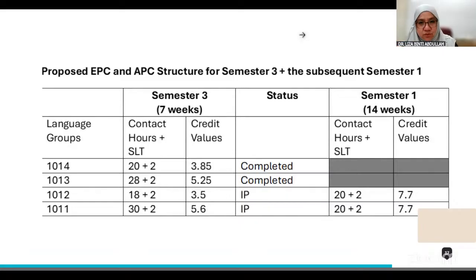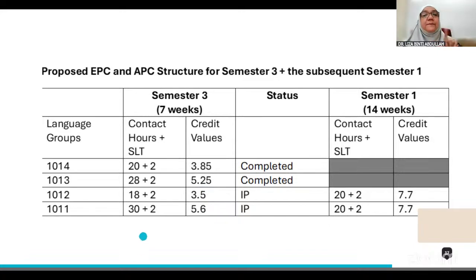Or you can take it in semester 1. But for the new students, we are offering these courses, which means we still have these courses that we are going to open. In case you fail this semester, you may register in semester 3, depending on which language group you are in. Semester 3 is different because it's very short. It's half of the normal semester. If a normal semester consists of 14 weeks, semester 3 consists of only 7 weeks.